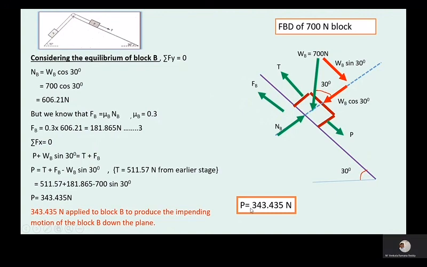So the calculated applied force value P is equal to 343.435 newtons in order to move the block down. That's about the solution for the given problem. Thank you.